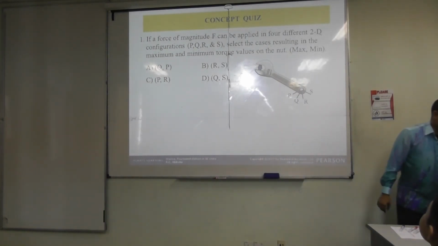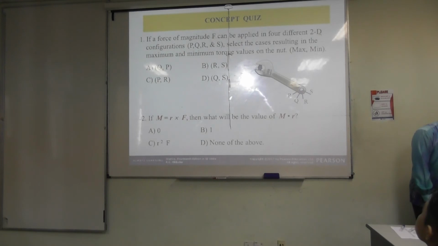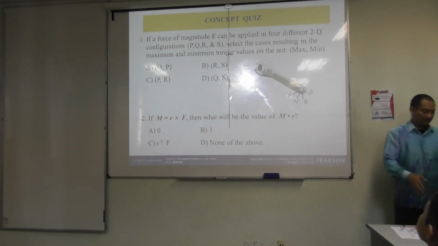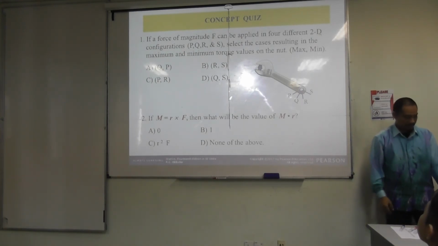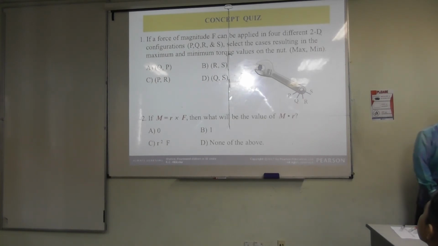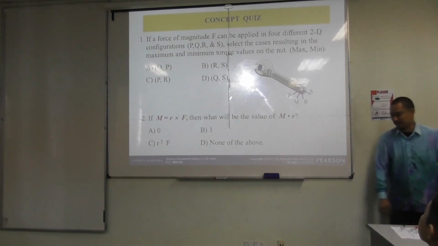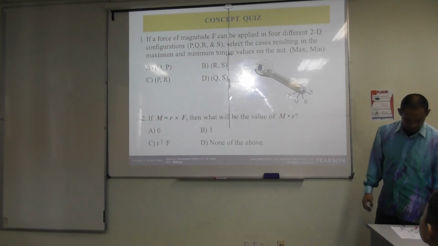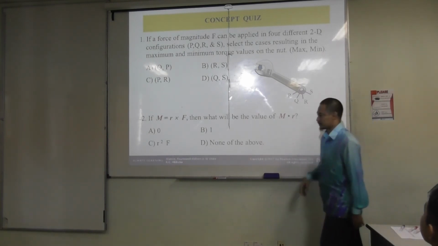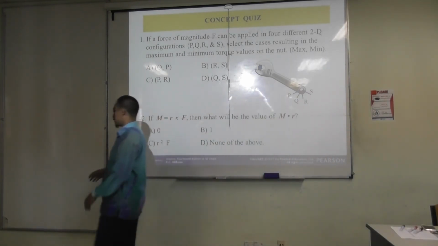Not useful. Right. M equal to R cross F. Okay, if M equal to R cross F, what will be the value of M dot R? This is just to see if you catch the concept and you know the relationship.